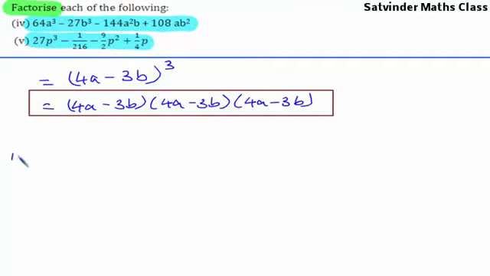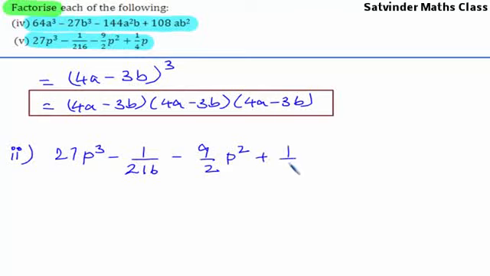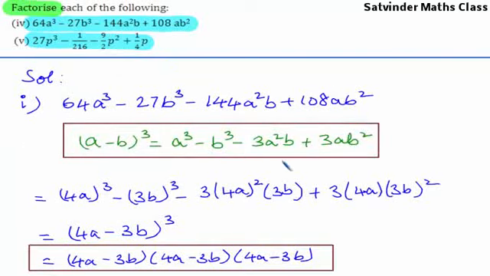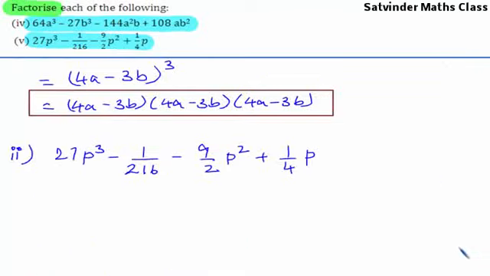Now let us take the second polynomial, which is 27p cube minus 1 by 216 minus 9 by 2 into p square plus 1 by 4 into p. We will use the same identity, a minus b whole cube is equal to a cube minus b cube minus 3a square b plus 3ab square, to factorize this.